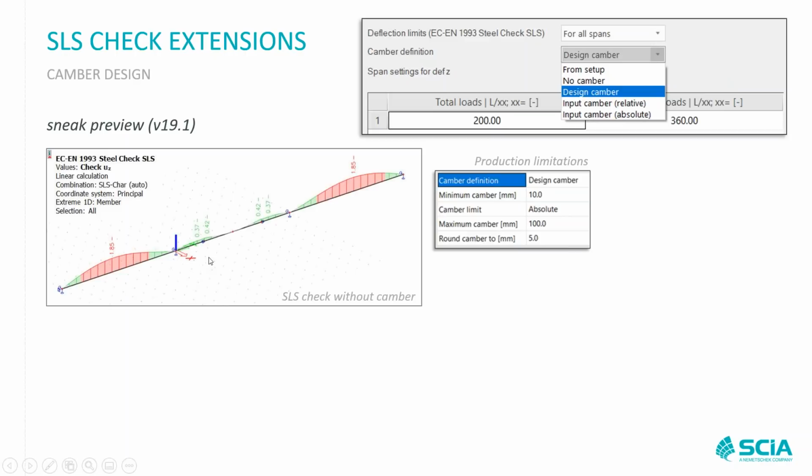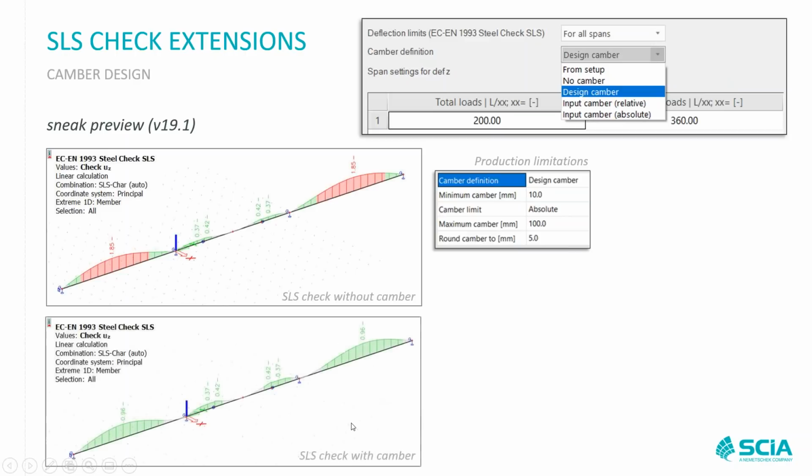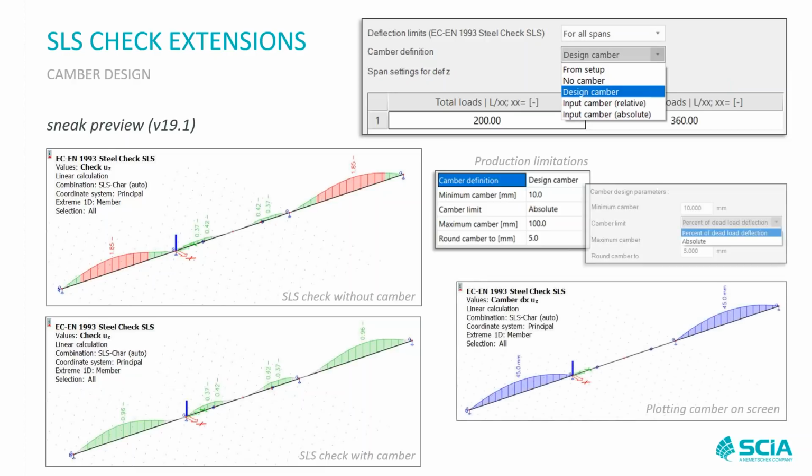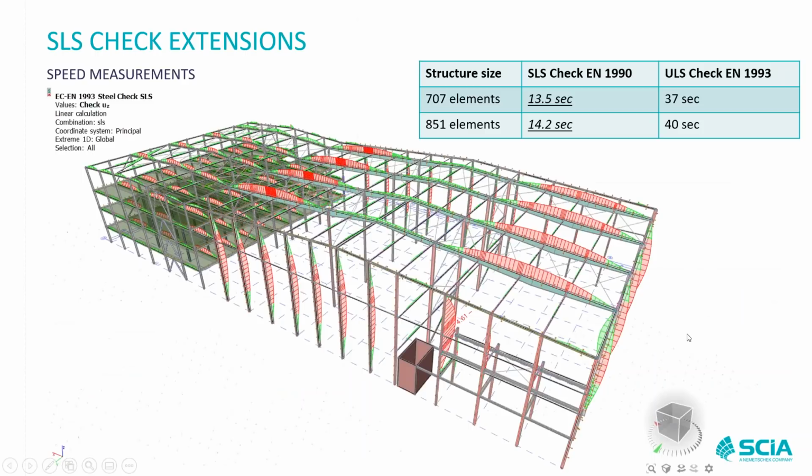So let's say that you have failing SLS checks, then you can just run it with a camber design and SCIA, if possible within these limitations, will derive a value of camber per beam, which will fit all of the SLS requirements. So like this. And it's also possible to limit the camber to a percentage of dead load deflection.